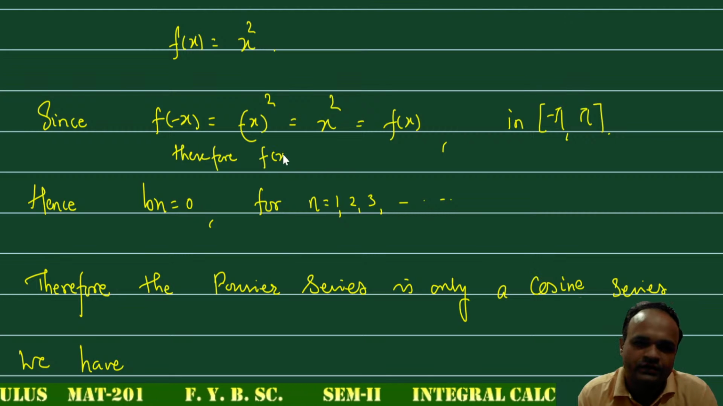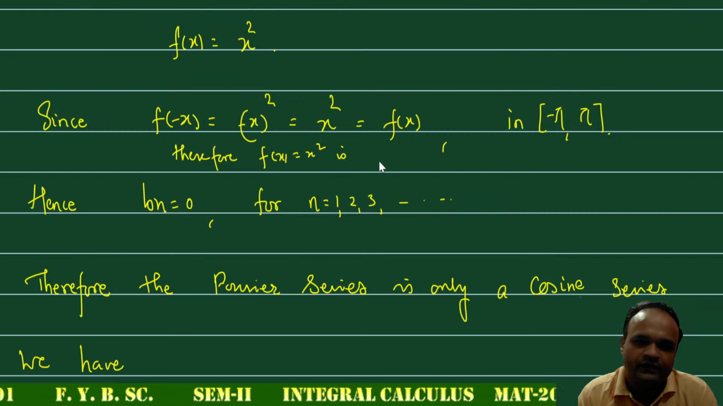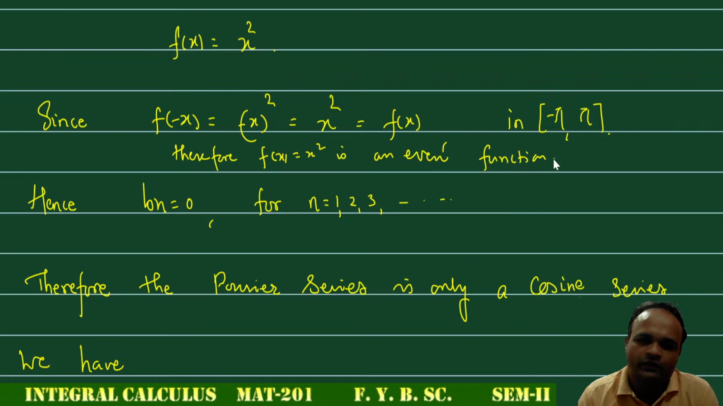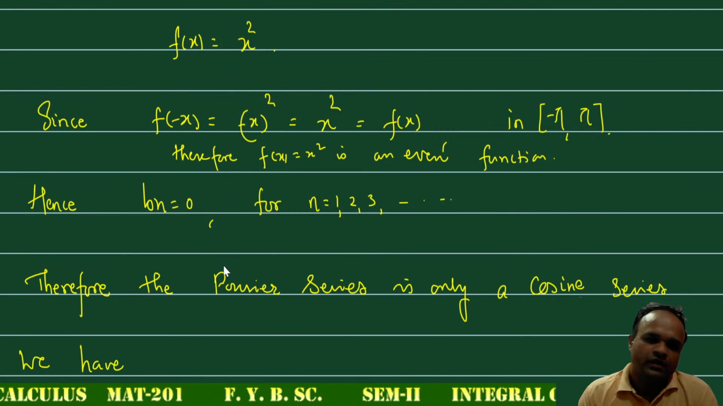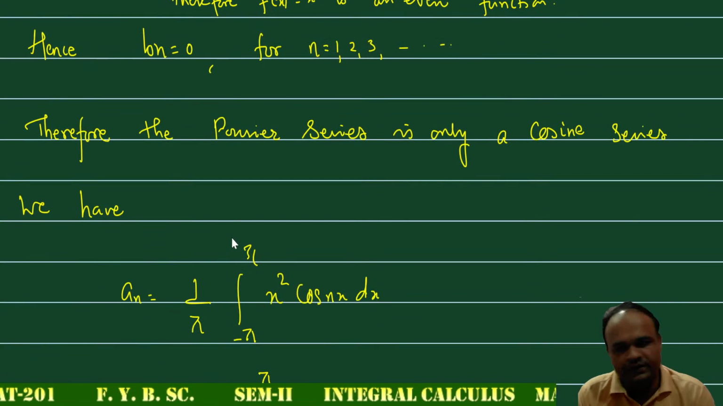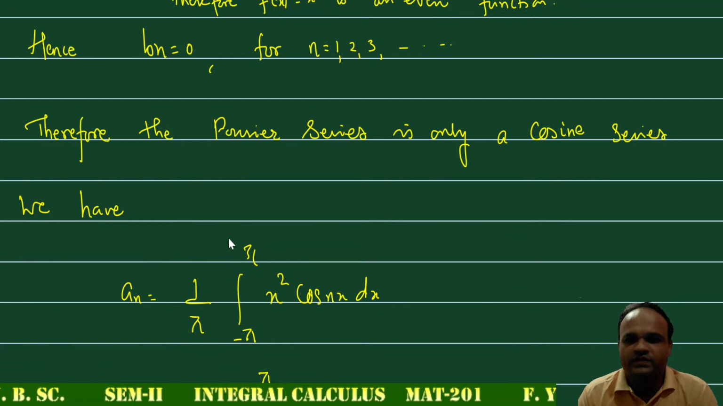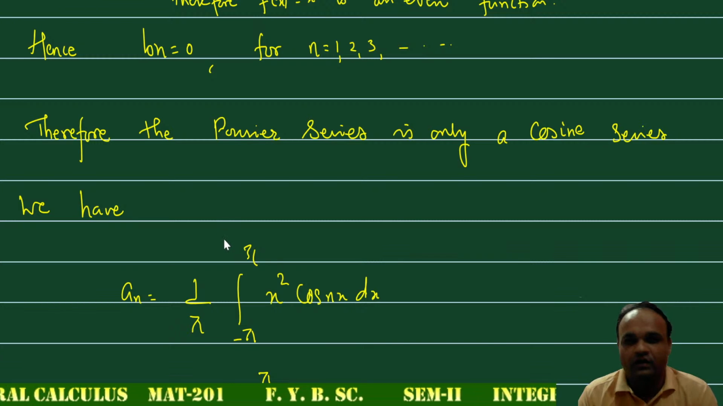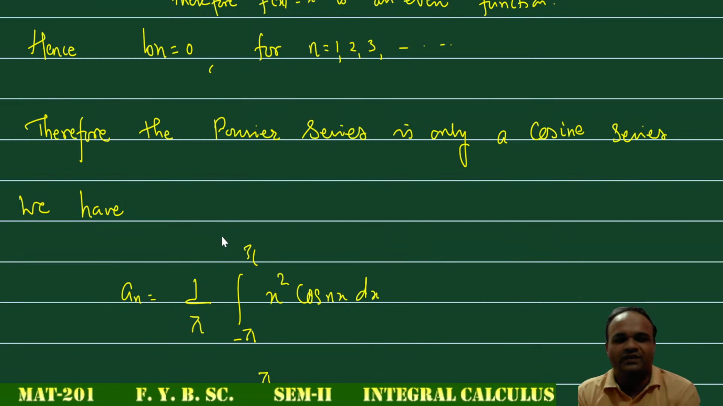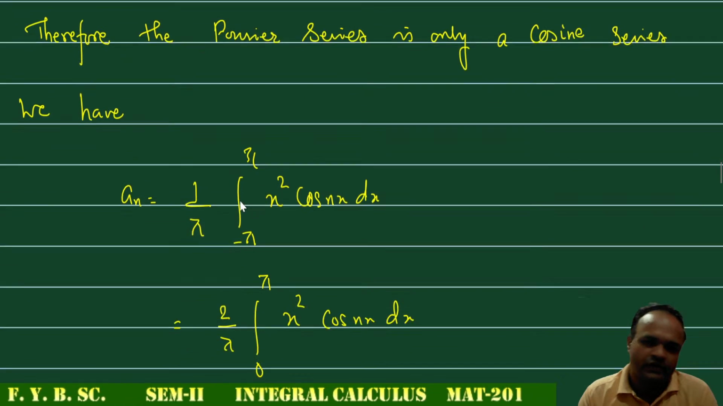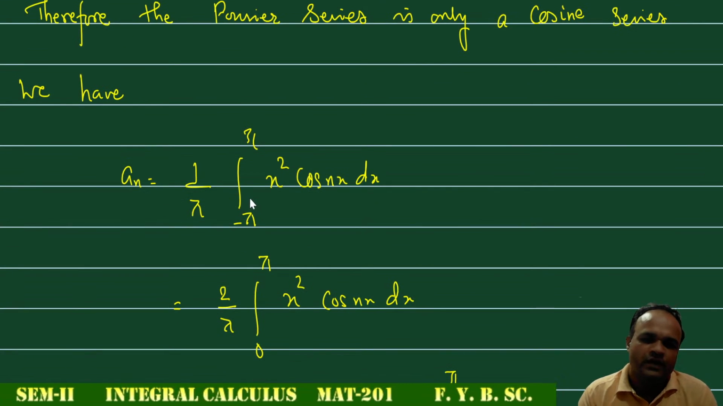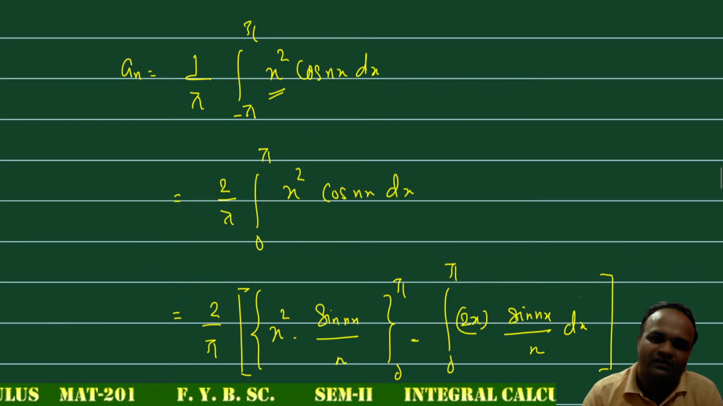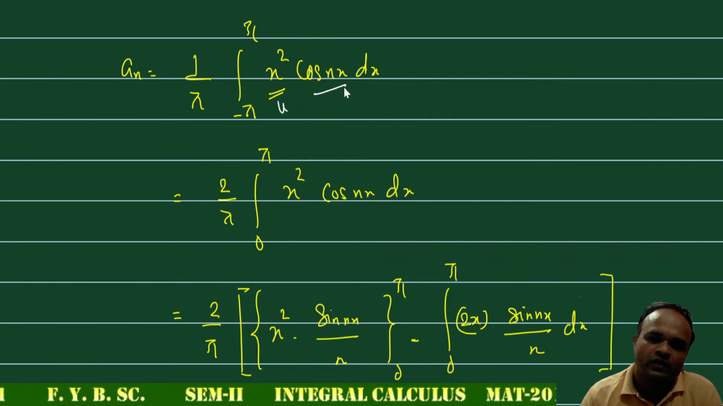So f(x) = x square is an even function, and therefore b_n's will be 0, and the Fourier series will be just the a_n series. Therefore the Fourier series of this function f(x) = x square only contains cosine terms, and therefore this series is called a cosine series. So we have a_n, that is 1 upon pi, integral from minus pi to pi of x square cos nx dx. Again you are using integration by parts. So let us consider x square as u and cos nx as v.